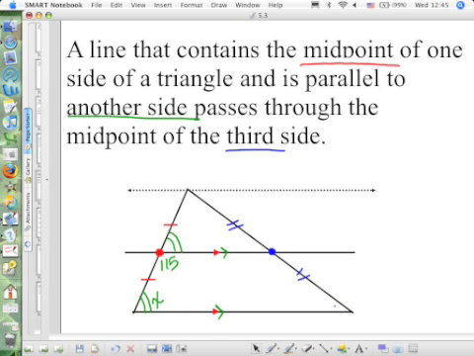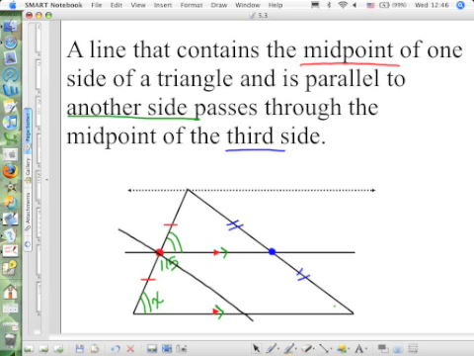I could draw a line connecting the midpoint here and here. I could draw a line going through the midpoints of these two. And this line will be parallel to this one, right? And it'll be going through the midpoint of this one. So I could also draw one coming there.